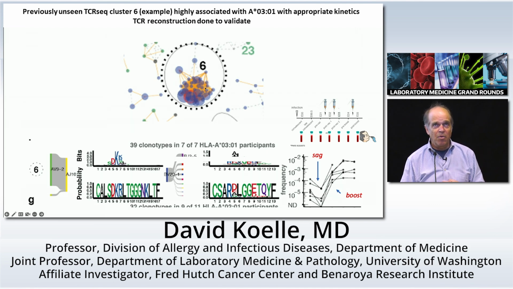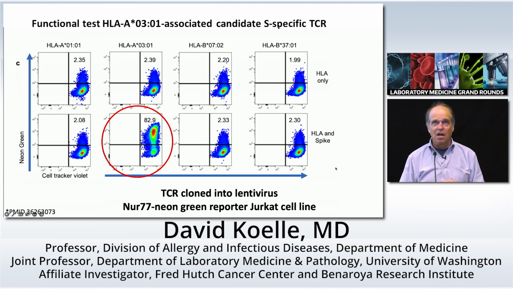There was participation in this cluster from 7 out of 7 people who were HLA-A3. So we thought it was probably restricted by A3. It had the nice sag, had the boost with the vaccine. And sure enough, I'm going to skip the details here, but the reporter cell has a fluorescent reporter in it when the T cell turns on.